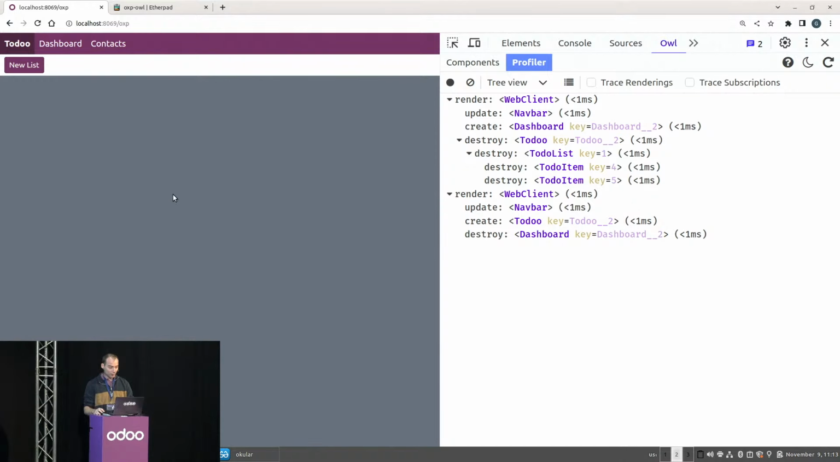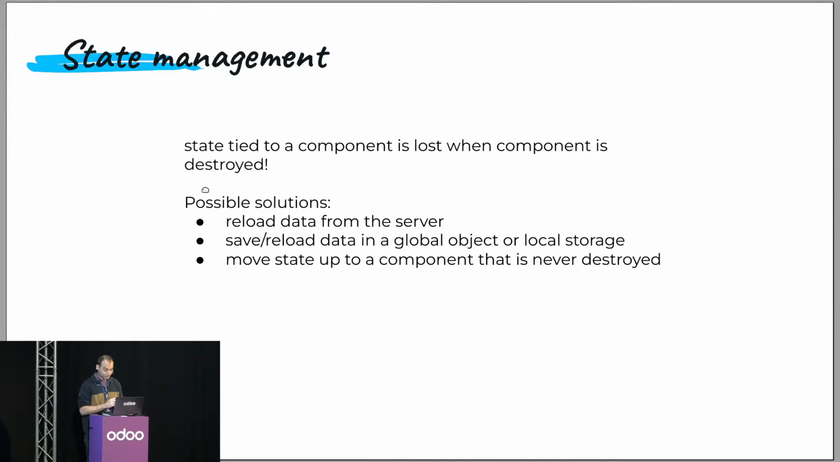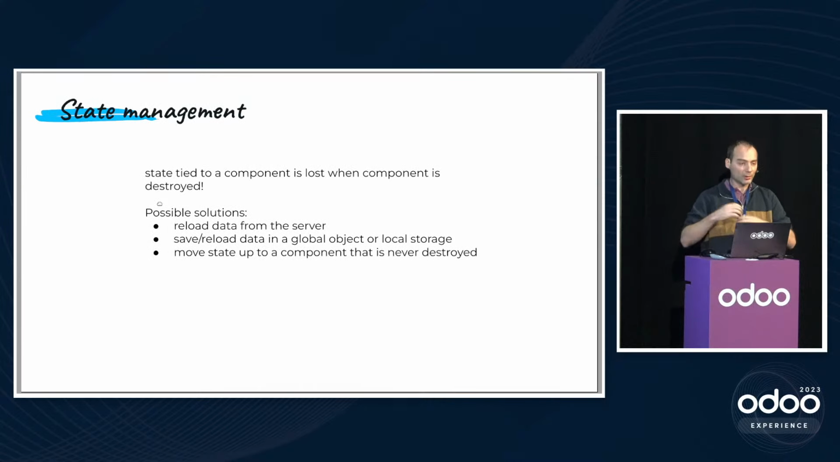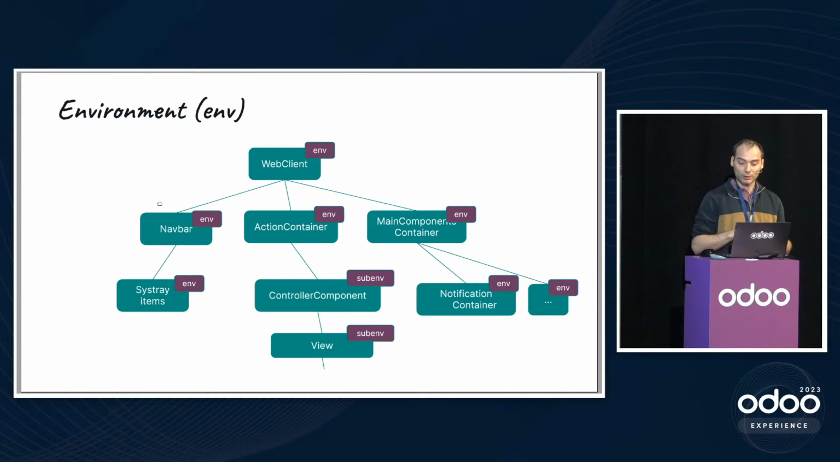So to solve this, let me just discuss for a moment how we can do that. When your component is destroyed, all of its local state is lost. So to solve that problem, we need to move the state somewhere else. We will move the state to a component that is not destroyed. And let me just show you very quickly. I don't want to take too much time because I'm running out of time.